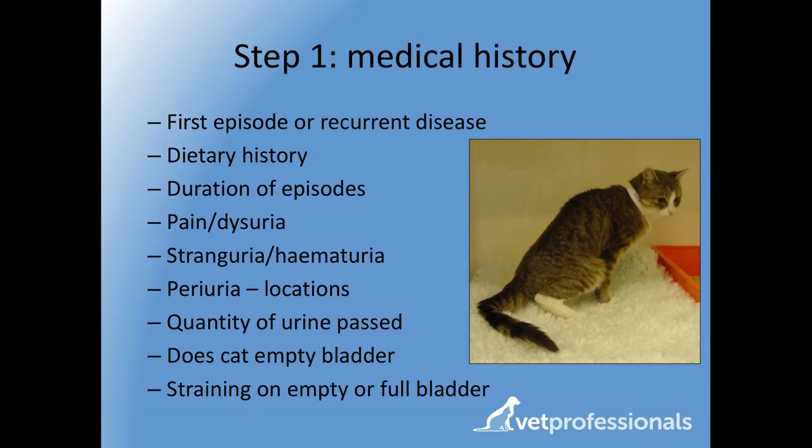So the first step, of course, is going to be to take the history and establish whether or not this is a recurrent problem. Is the cat emptying the bladder? Is there any evidence of urethral obstruction? What clinical signs are present? What's been the pattern of disease, if appropriate, in the past? So that we can get as much information about this individual cat and help ourselves to make the best diagnosis as quickly as possible.